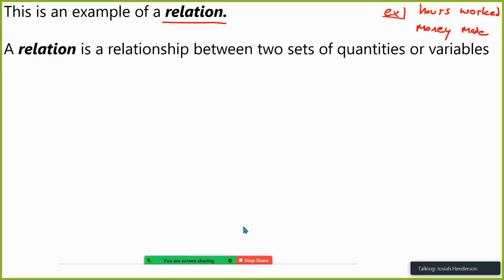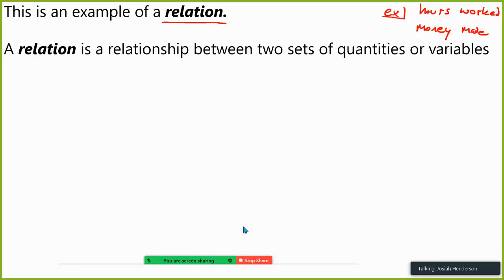So that's all a relation really means, is some relationship between two different quantities. Remember, quantities means numbers. So both of those different items are expressed in numbers, right? Dollars and hours, basically. Hours worked, dollars made.